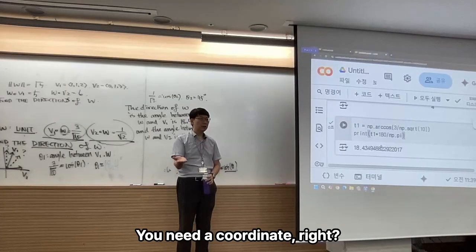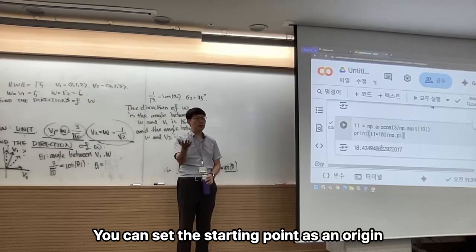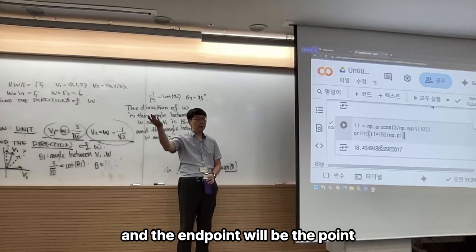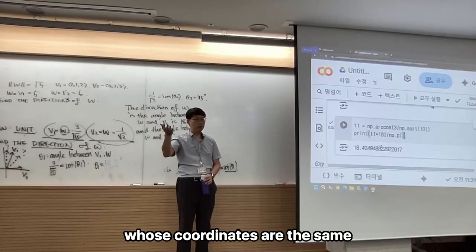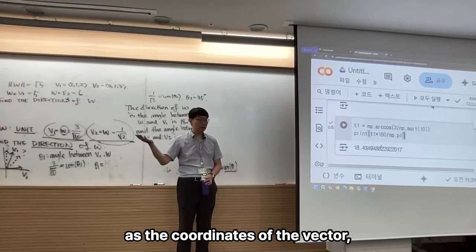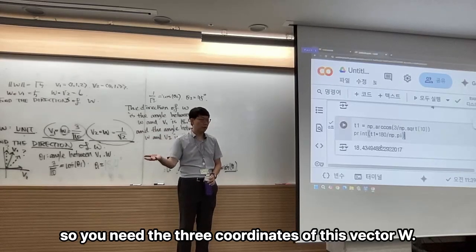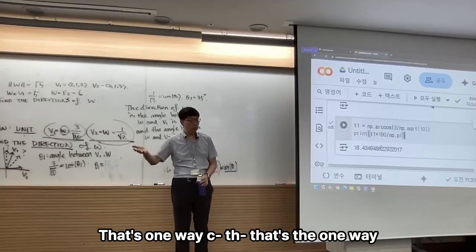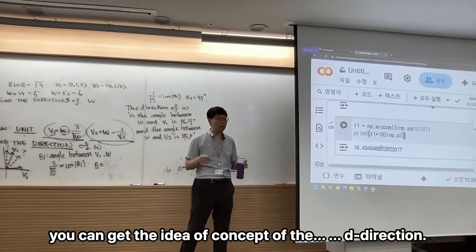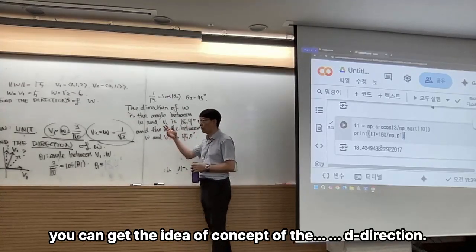You need a coordinate system, right? You can set the starting point as the origin, and the end point will be the point whose coordinates are the same as the coordinates of the vector. So you need the three coordinates of this vector W. That's one way you can get the idea of the concept of vector direction.